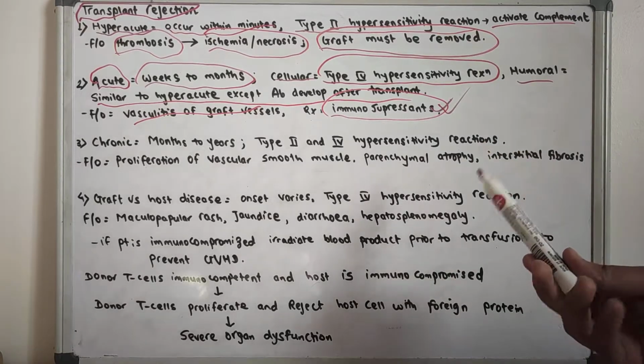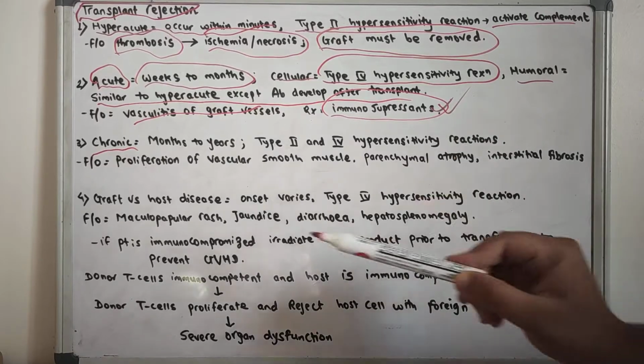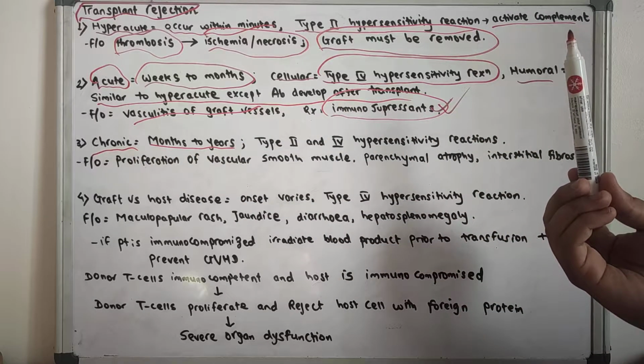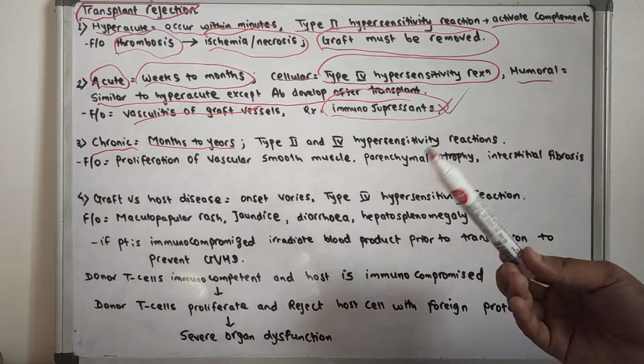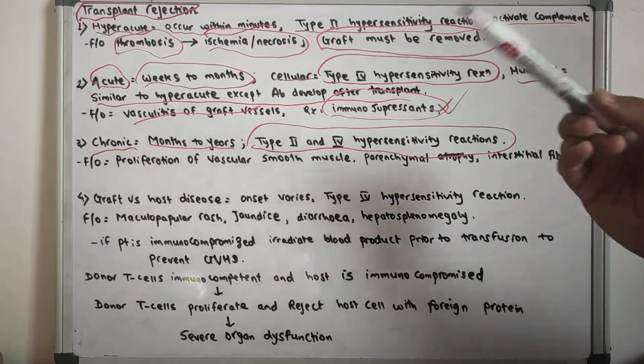So now let us talk about the chronic transplant rejection. The chronic transplant rejection can occur months to years after the transplantation. The chronic transplant rejection can include both type 2 and type 4 hypersensitivity reactions. What happens? I'm going to explain.